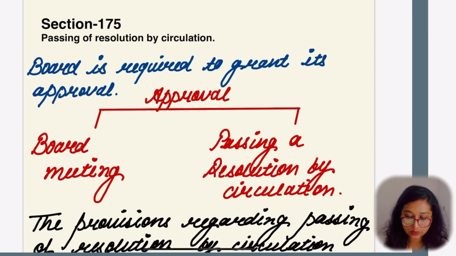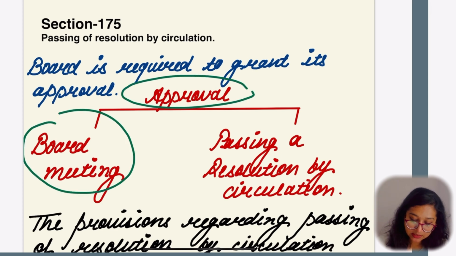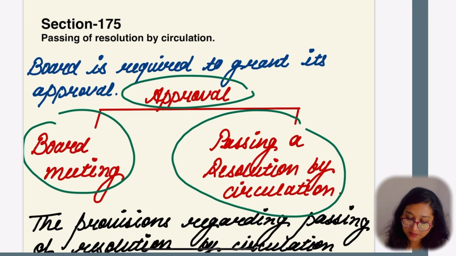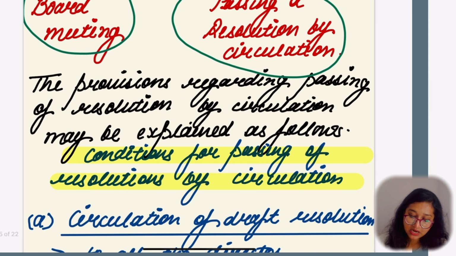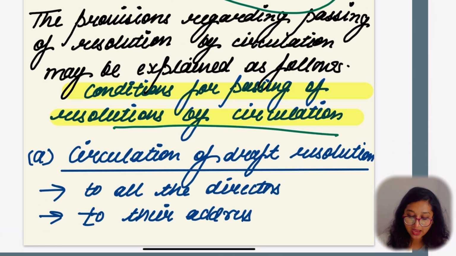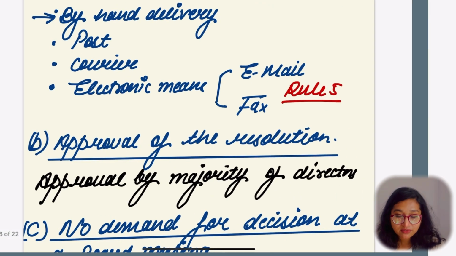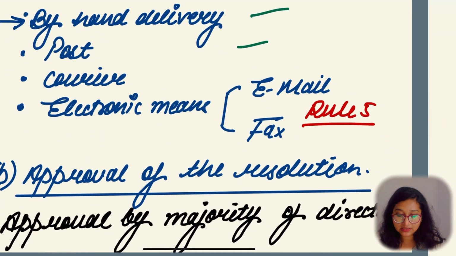Okay, let's go for section 175, passing of resolution by circulation. Board is required to grant its approval either by board meeting or by passing a resolution by circulation. The provision regarding passing of resolution by circulation may be explained as follows. Condition for passing of resolution by circulation: the circulation of the draft resolution to all the directors, to their respective addresses, by hand delivery, post, courier, electronic means, either through email or fax, under rule 5.